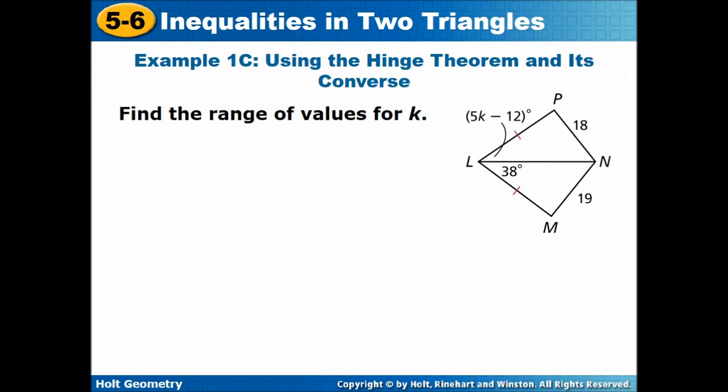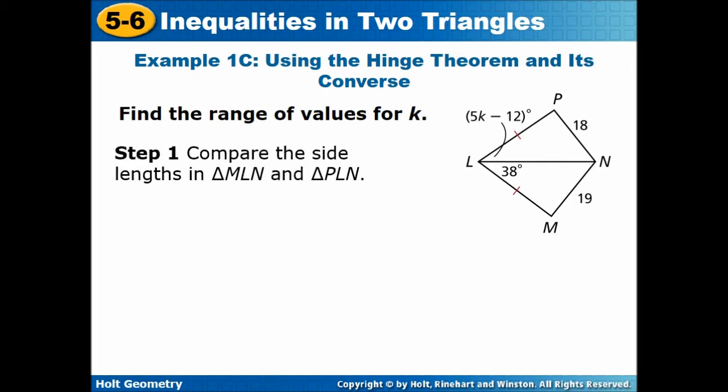So if you look at the picture, you have a quadrilateral LMNP, and that has a diagonal LN. The lower side of the diagonal, the angle there, NLM, is 38 degrees, and the upper side is 5k minus 12 degrees. So we're going to find the range of values for k. So the first step is we're going to compare the side lengths in triangle MLN, that's the bottom triangle, and triangle PLN, which is the top triangle.